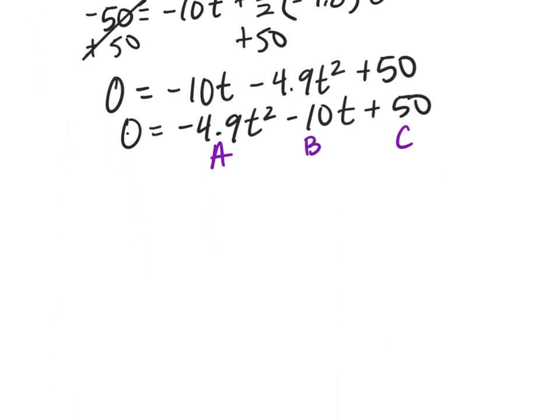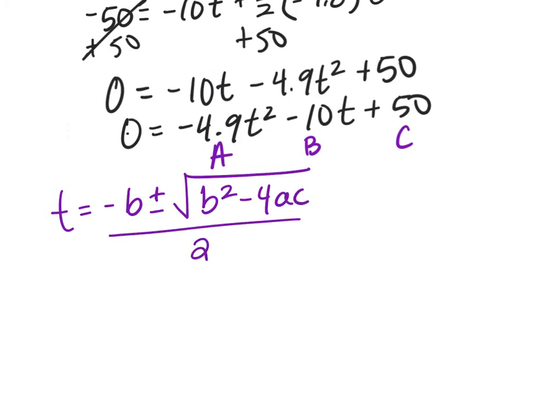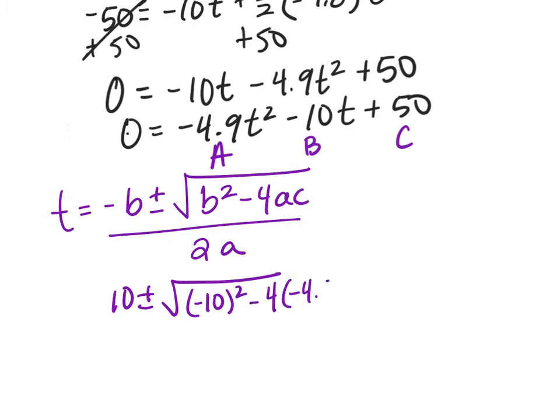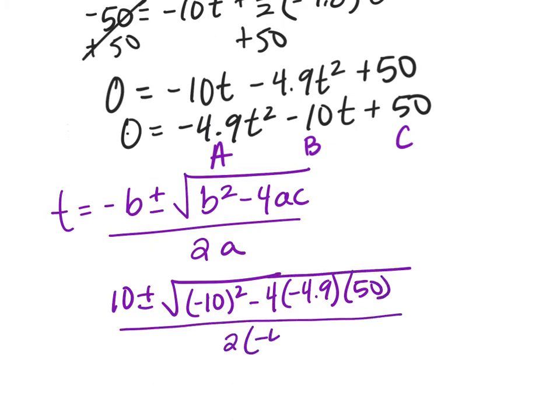So our quadratic formula is going to be time equals negative b plus or minus square root b squared minus 4ac, over 2a. So we're going to plug in for negative b. B is negative 10, so this is just going to turn into positive 10, plus or minus the square root of negative 10 squared minus 4 times negative 4.9 times positive 50. And then that will be divided by 2 times negative 4.9.